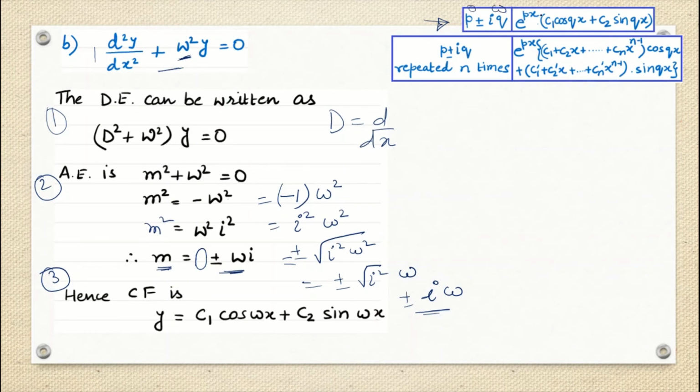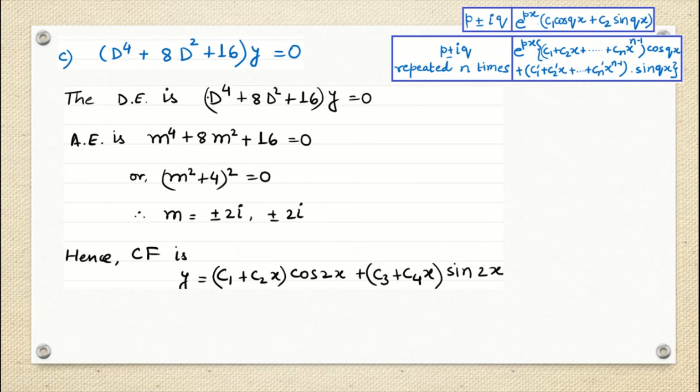So e raised to 0x. We can write here e raised to 0x because the real part is 0, and then c1 cos omega x plus c2 sin omega x. And we know that e raised to 0 is nothing but 1. Anything to the power 0 is nothing but 1. Because of that, this part is not actually given here. You can see here, this is just c1 cos omega x plus c2 sin omega x. So this is the complementary function.